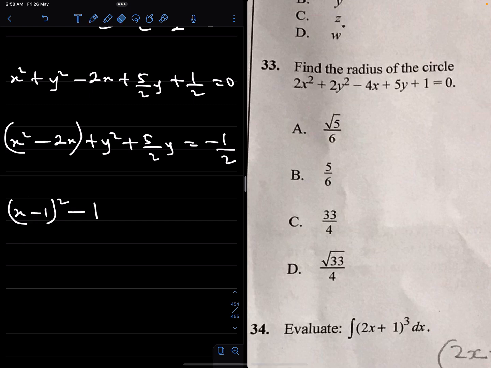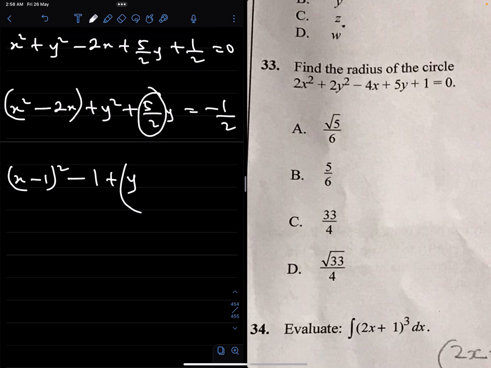So that's minus 1. We do the same for y, plus y, you go this way, y, what is half the coefficient of y? That's half of 5 over 2, which is 1 over 2 times 5 over 2, and that's 5 over 4. That's plus 5 over 4, and you say all squared minus the square of that half the coefficient of y. Half the coefficient of y is 5 over 4, and the square of that is 25 over 16.